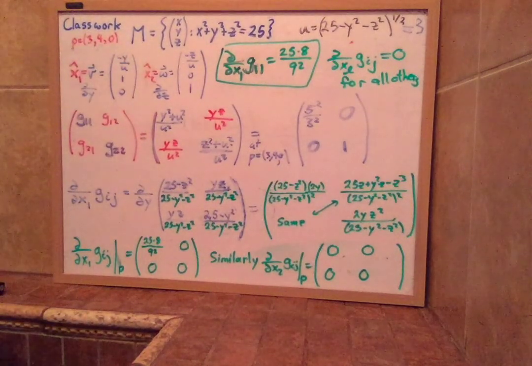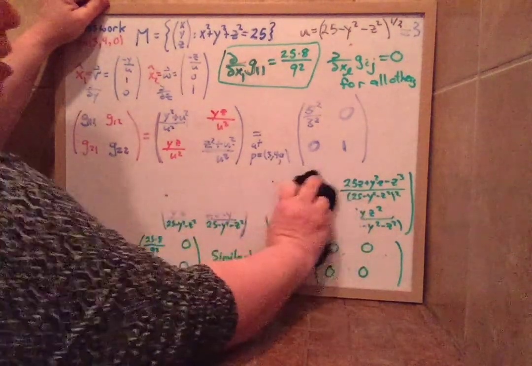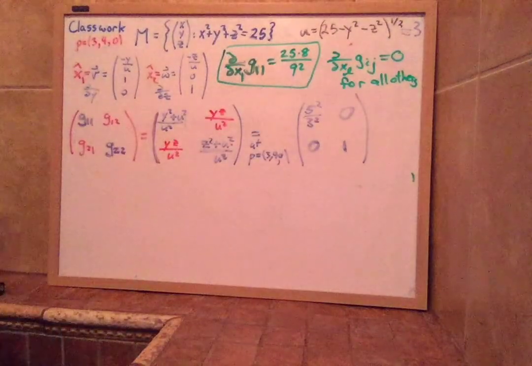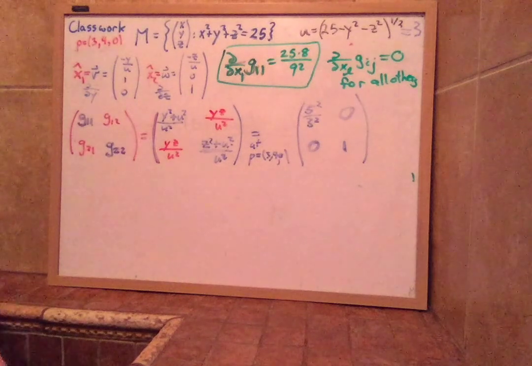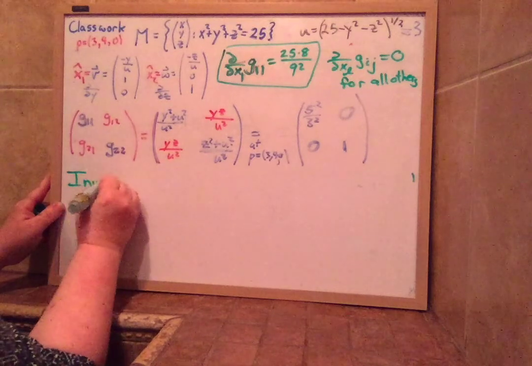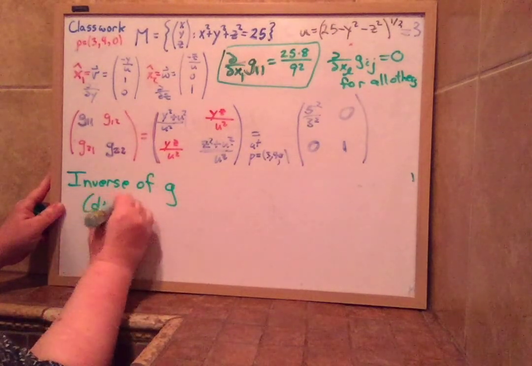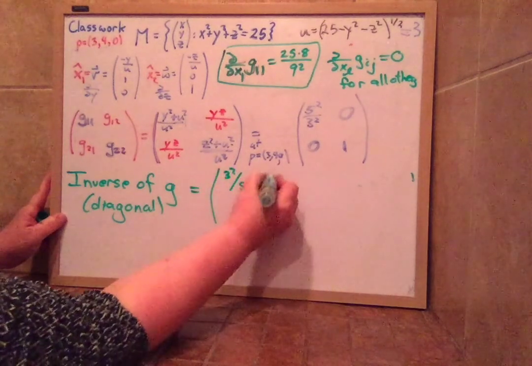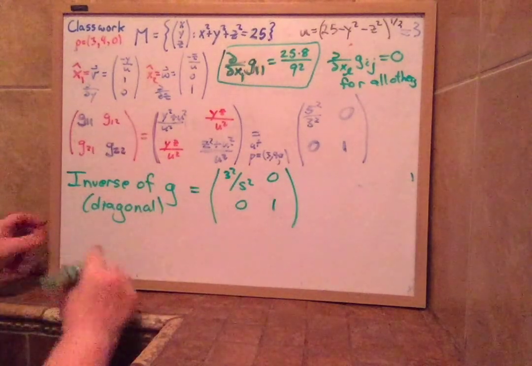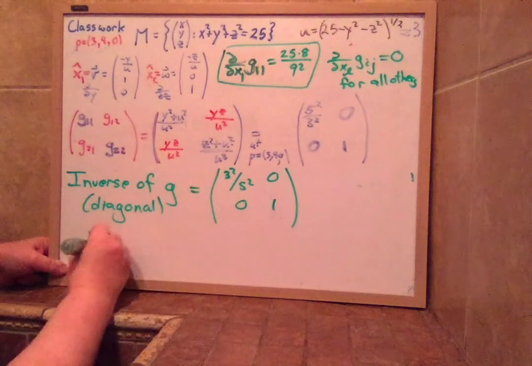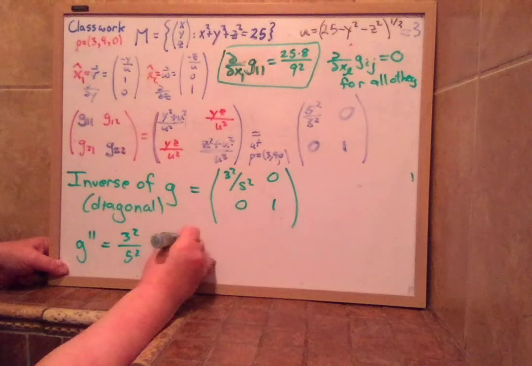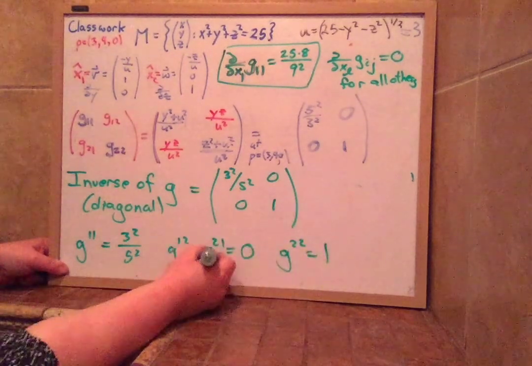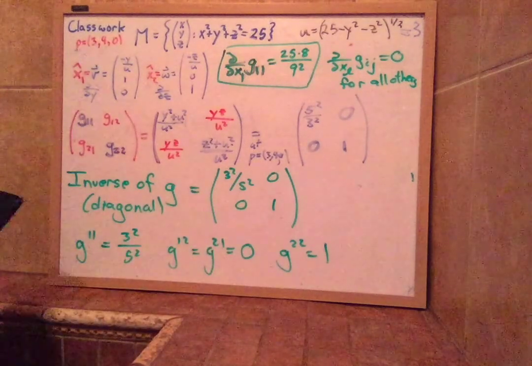That will make it easier when we need to apply this. The next thing we need to do is find the inverse of the matrix G. It's actually a diagonal matrix, so since it's diagonal, it's very easy to figure out. All you do is take 1 over each of the diagonal entries. Now, it's not always diagonal, so you might have more work on yours, but this will be 3 squared over 5 squared, 0, 0, 1. That means my G super 1,1 is this entry, 3 squared over 5 squared, and G super 1,2, which equals G super 2,1, is both equal to 0. And G super 2,2 is equal to 1. So that's what these entries are that we're going to be using inside the formula for our gamma.